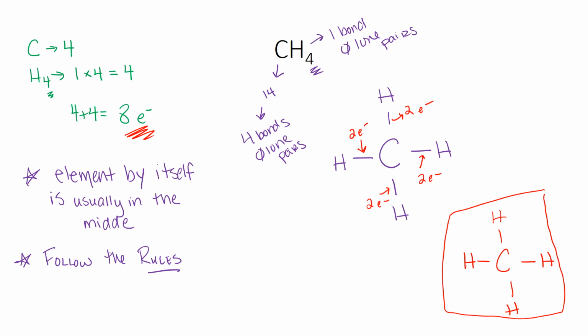So there's lots of checks here. You're going to use that group 14, 4 bonds, no lone pairs, so use that. You got to count up the total valence electrons in the picture. Everything should have 8 electrons around it except hydrogen that only needs 2.